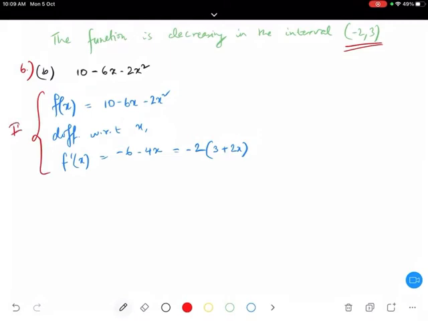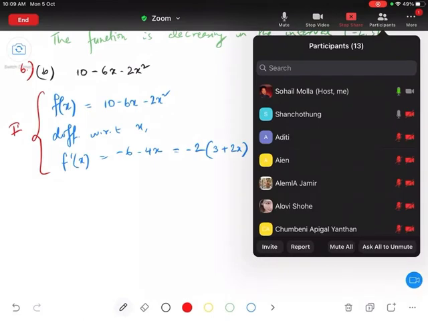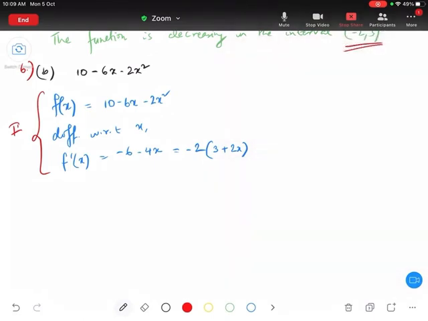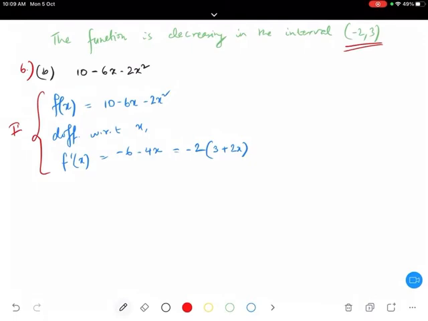My step 2 is what? Come on, tell me. My step 2 is to find the critical point. So let's do the critical point. What is the condition for critical point? f dash x equals 0. Yes. So now put here minus 2 times (3 plus 2x) equal to 0.